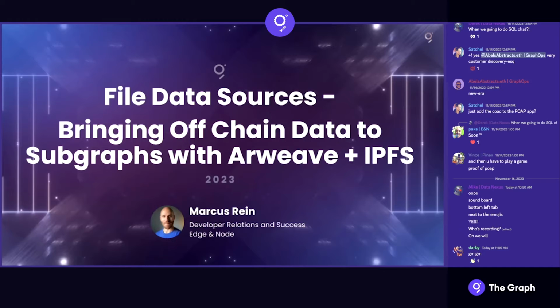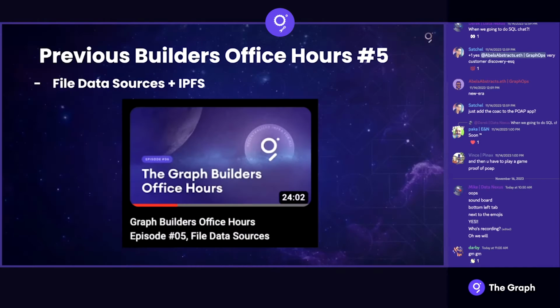So this is the presentation, File Data Sources, bringing off-chain data to subgraphs with Arweave and IPFS. This might be familiar for some builders who were here in the past, Builders Office Hours number 5, which had a presentation on file data sources with just IPFS. This is going to be file data sources with IPFS and Arweave. So if you want a little bit of information specific to IPFS, go back there, and also go into a little bit of JSON data handling within the subgraph. That's something that might be a little more interesting to you. This is just going to be using IPFS and Arweave in the same subgraph.